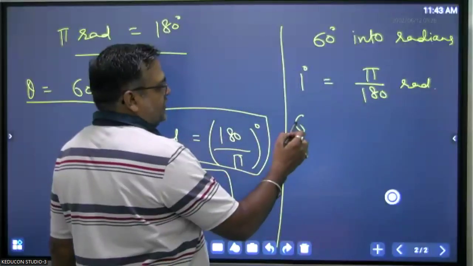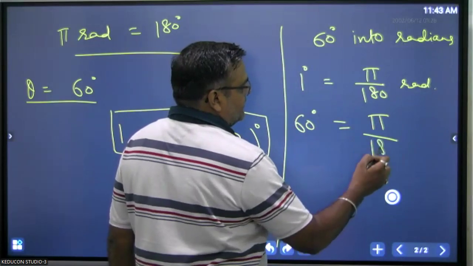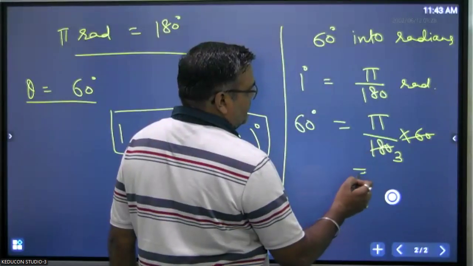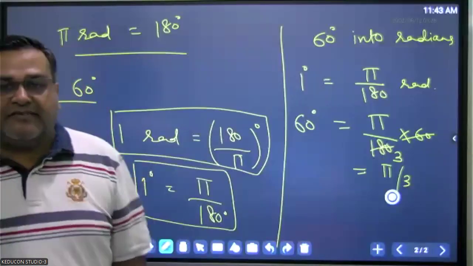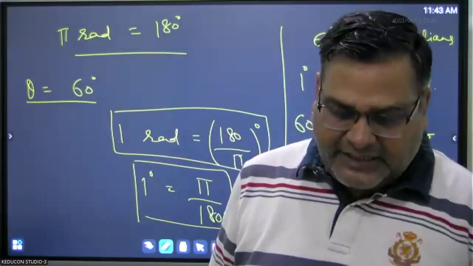So therefore 60 degree will be equal to 60 multiplied by pi by 180. So this comes to be pi by 3. So similarly, you can convert any angle from degree to radians, right?